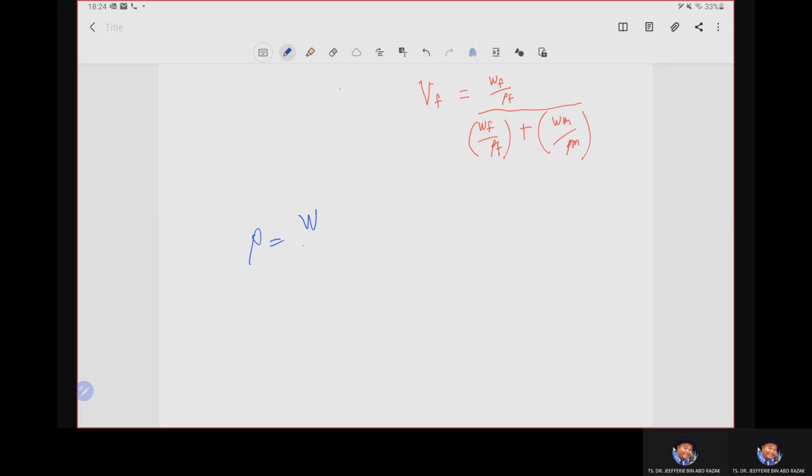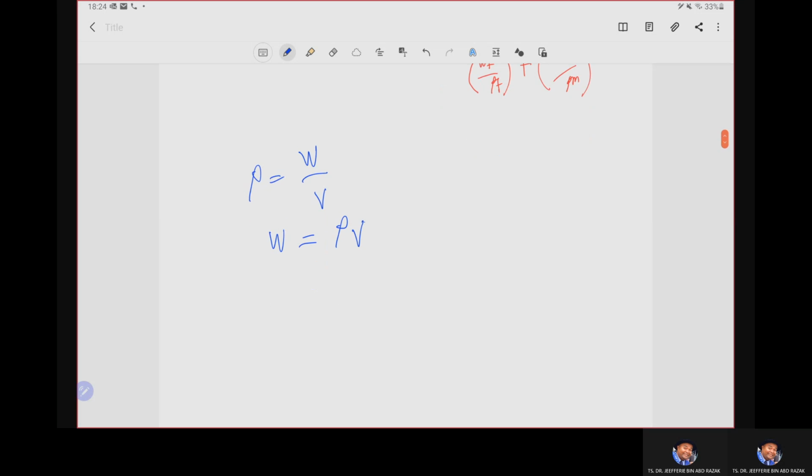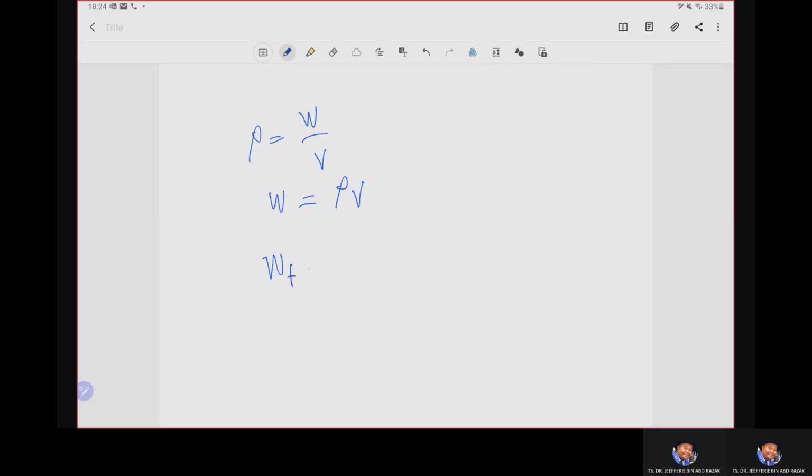Rho equals W over V. So make W our title of equation, rho V here. To find the fiber weight fraction, WF, from this equation, we will have W equal to rho, density, times V, volume. So for the fiber weight fraction, we can write it as WF equals rho F times VF, like this.